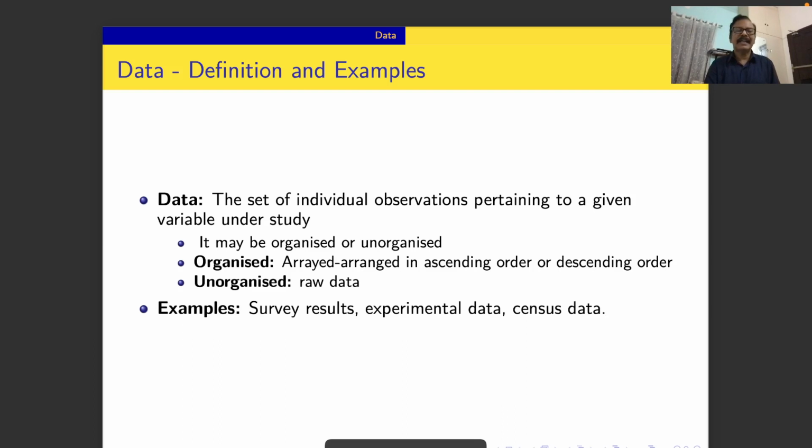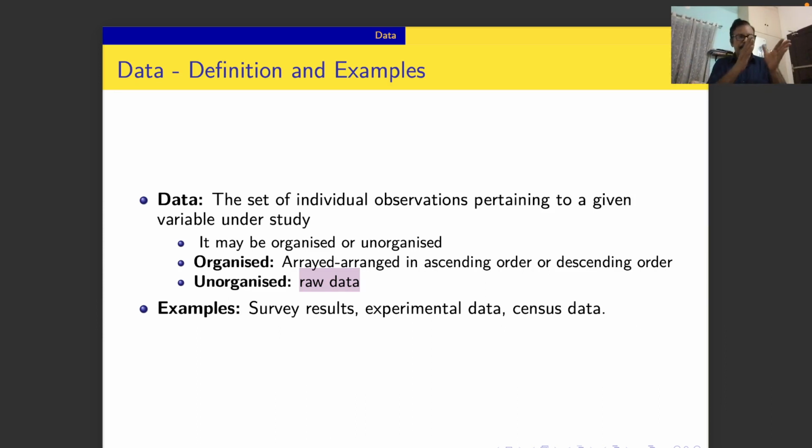Organized in the sense arrayed. There is some arrangement, we make it in some arranged form, for example, arranged in ascending order or descending order. Whereas unorganized data are nothing but raw data. While collecting data, we get it in the unorganized form. That is the raw data.